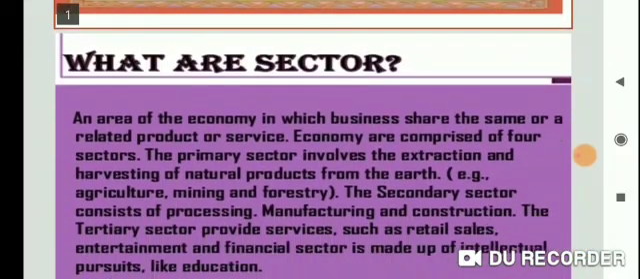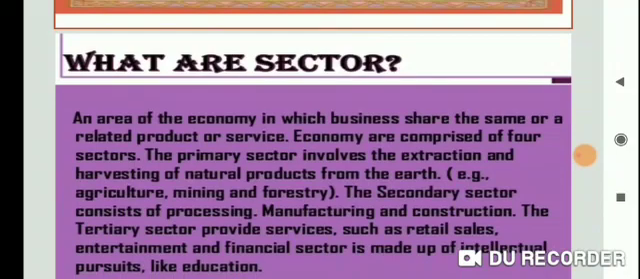Now, what are sectors? Students, any activity that people engage in with the objective to earn money is known as economic activity. People are engaged in various economic activities producing goods and services. These economic activities may be classified as primary, secondary or tertiary. By definition, a sector is an area of the economy in which businesses share the same or related products or services.